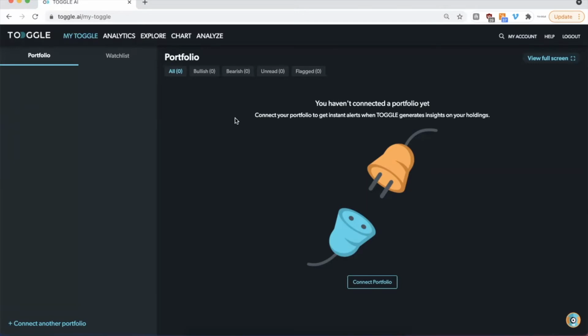So that's risk management, ways for you to keep track of assets on your watch list, assets in your portfolio, and always stay notified so you never miss an insight. Like I said, you'll get notified through your notification center, which is My Toggle, or your email, or if you download the iOS app directly to your phone. So that's number 2, risk management.